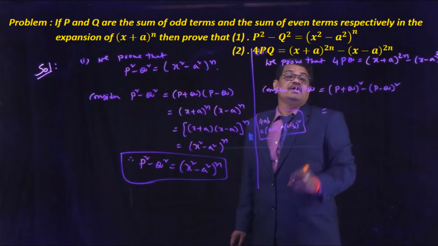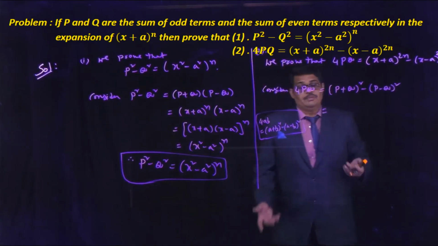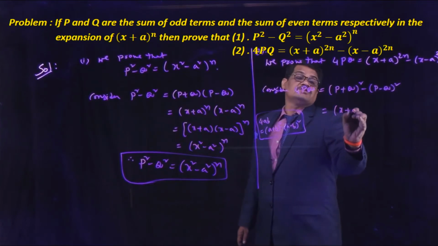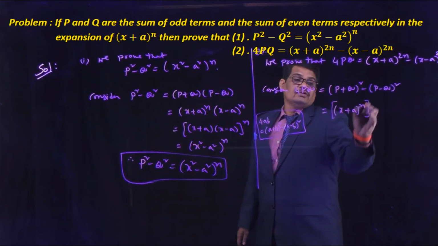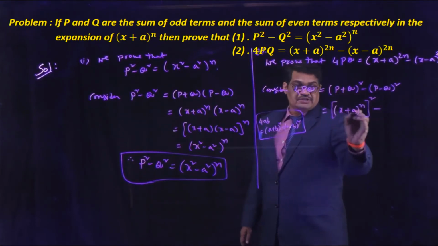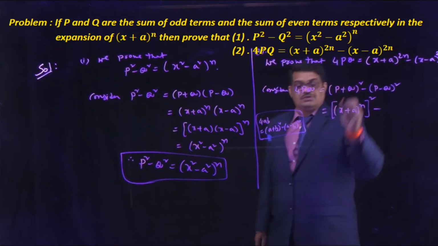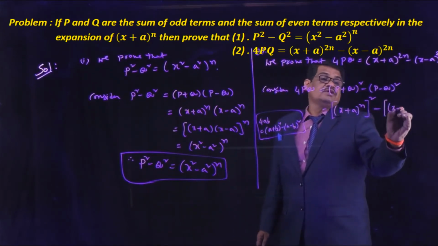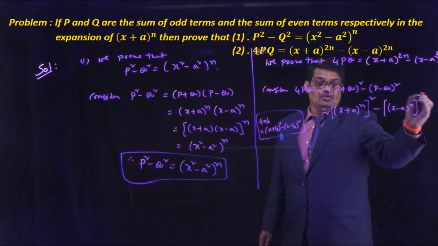So what is P plus Q? P plus Q is (x + a) to the power of n, whole square. Next we write P minus Q, that is (x - a) to the power n, whole square.